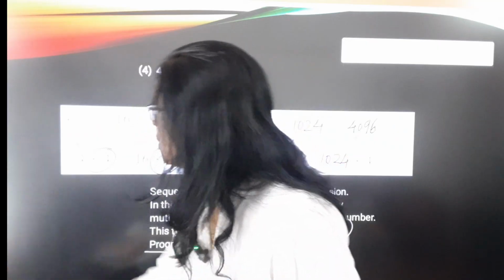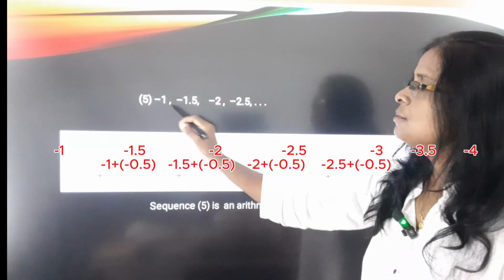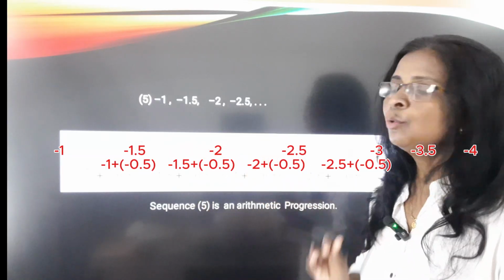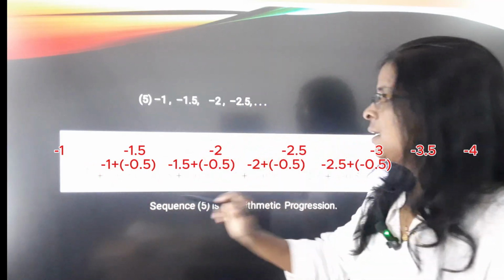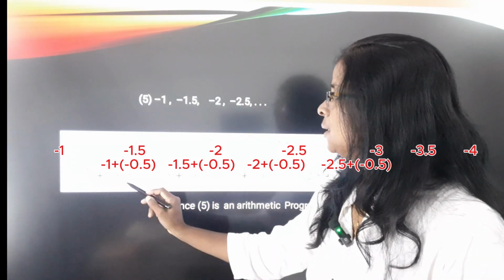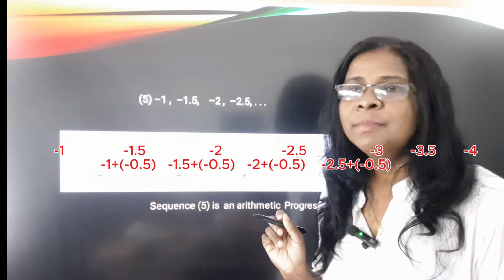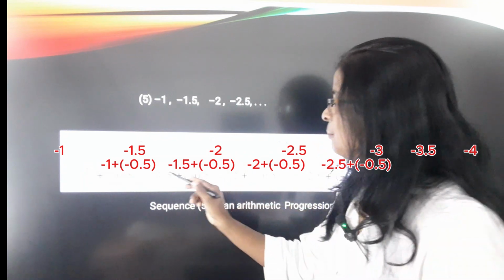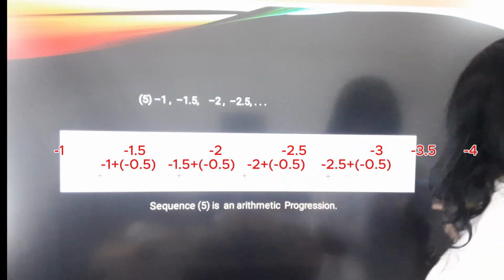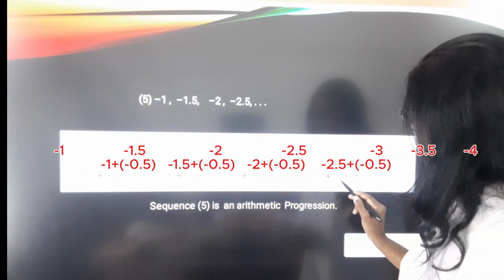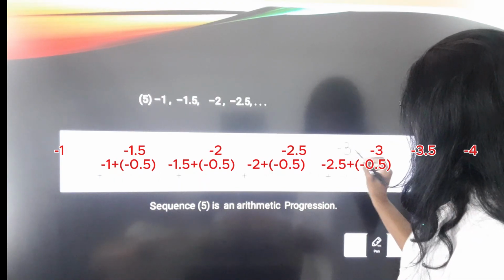Okay. Now here, students, see the next one. That next one is -1, -1.5, -2, -2.5, students. This is an example. So here, if you add -0.5 to the previous number, then you get the next number. That is -1 plus -0.5, then you get the next number -1.5. If you add -1.5 plus -0.5, then you get the next number. So this way, this is the arrangement of the sequence. So here the next number will be -3.